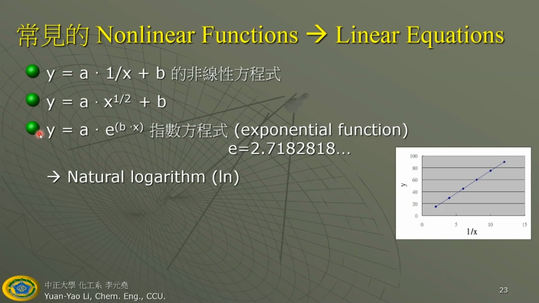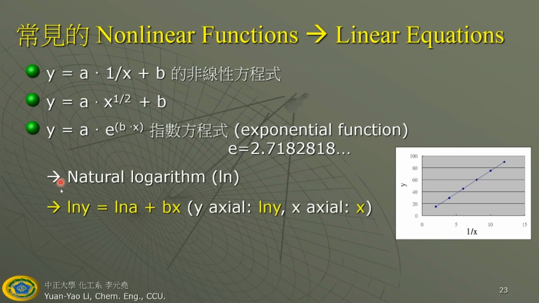Natural log to both sides gives natural log y equal to natural log a plus b times x, because natural log e becomes 1. As a result, ln y will be on the y-axis, and x will be on the x-axis. So you can plot a straight line using this equation.